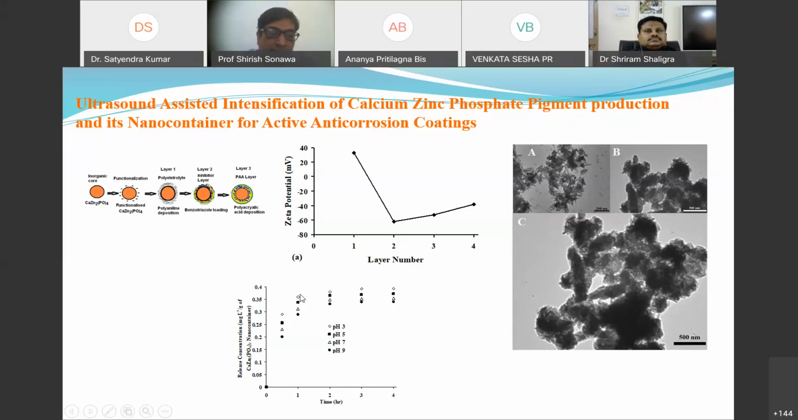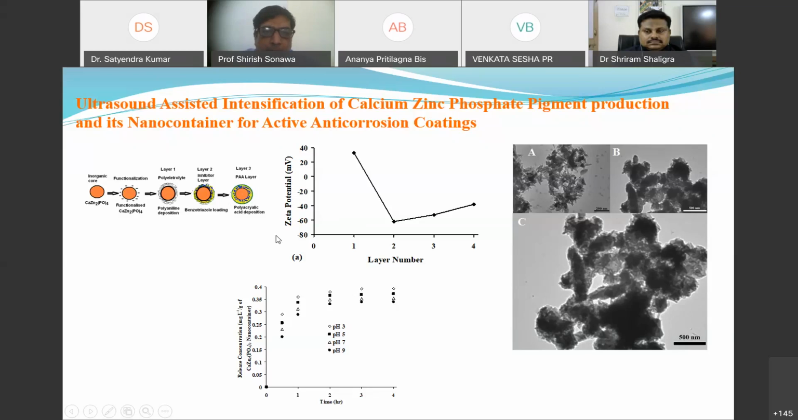So this is basically taken into the water, but as it goes into the coating, let's say at some section corrosion has started, so pH is going to be changed. At that time, the release is going to happen onto these deposits, and then the release is going to happen.